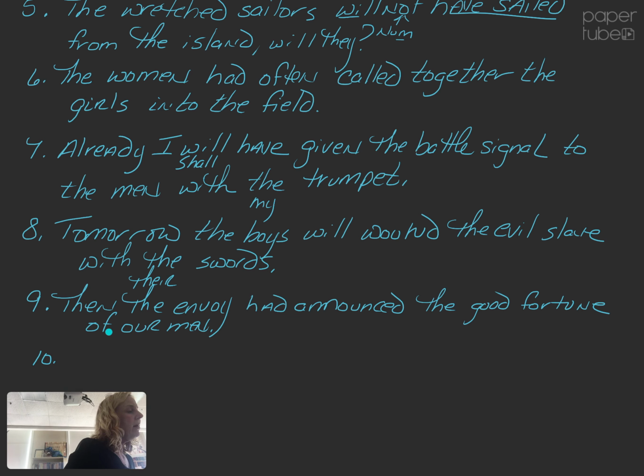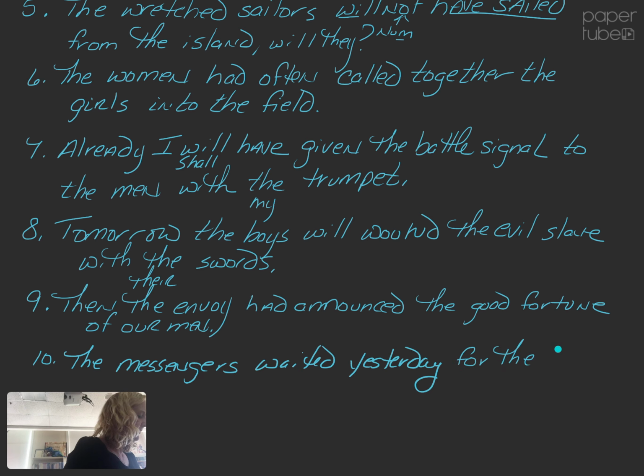Nuntii viros in parva villa heri exspectaverunt. So, erunt, perfect. The messengers have or did wait. The messengers waited yesterday, heri. Waited for whom? For viros, for the men. That for is part of the waited. It's not a dative for. Waited for the men in the small farmhouse.